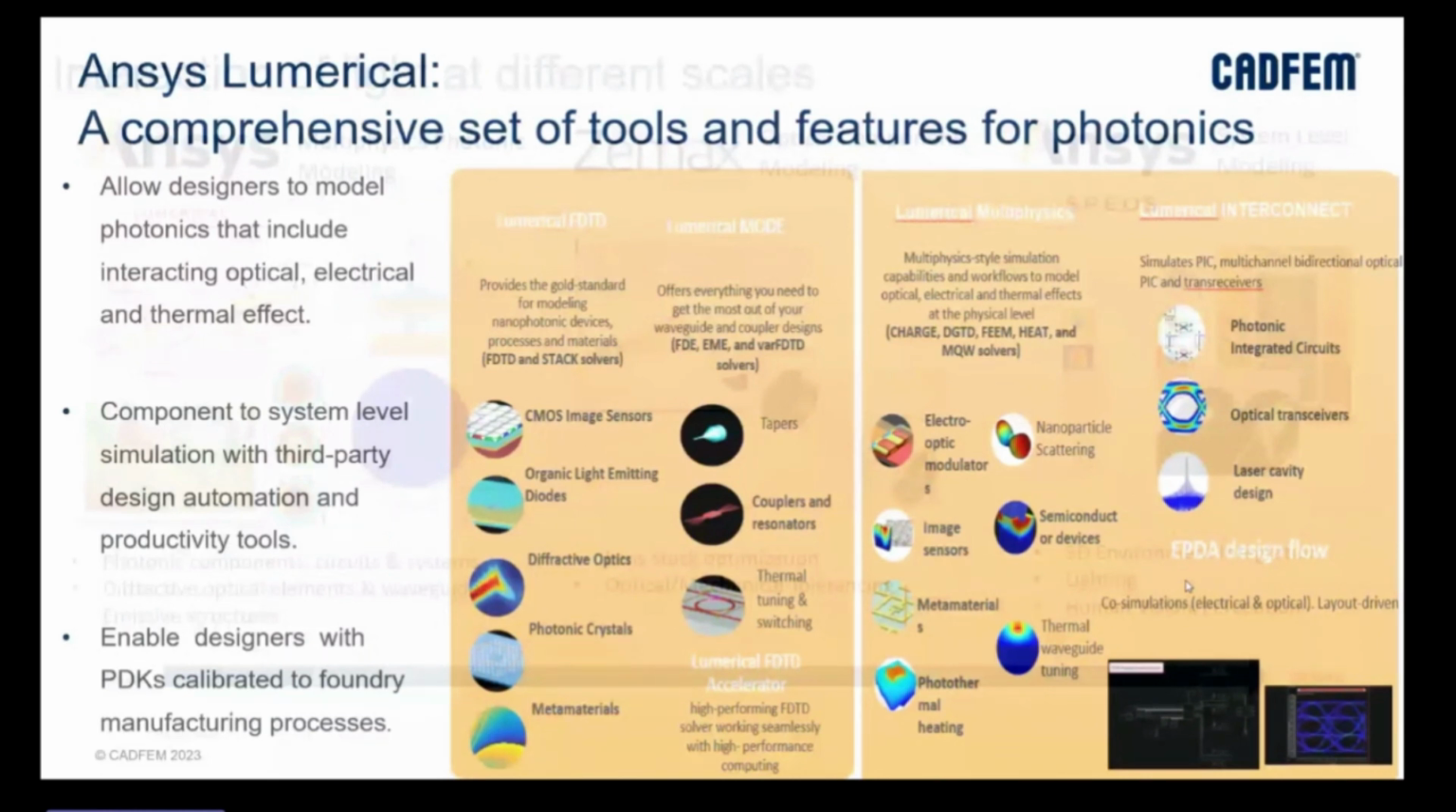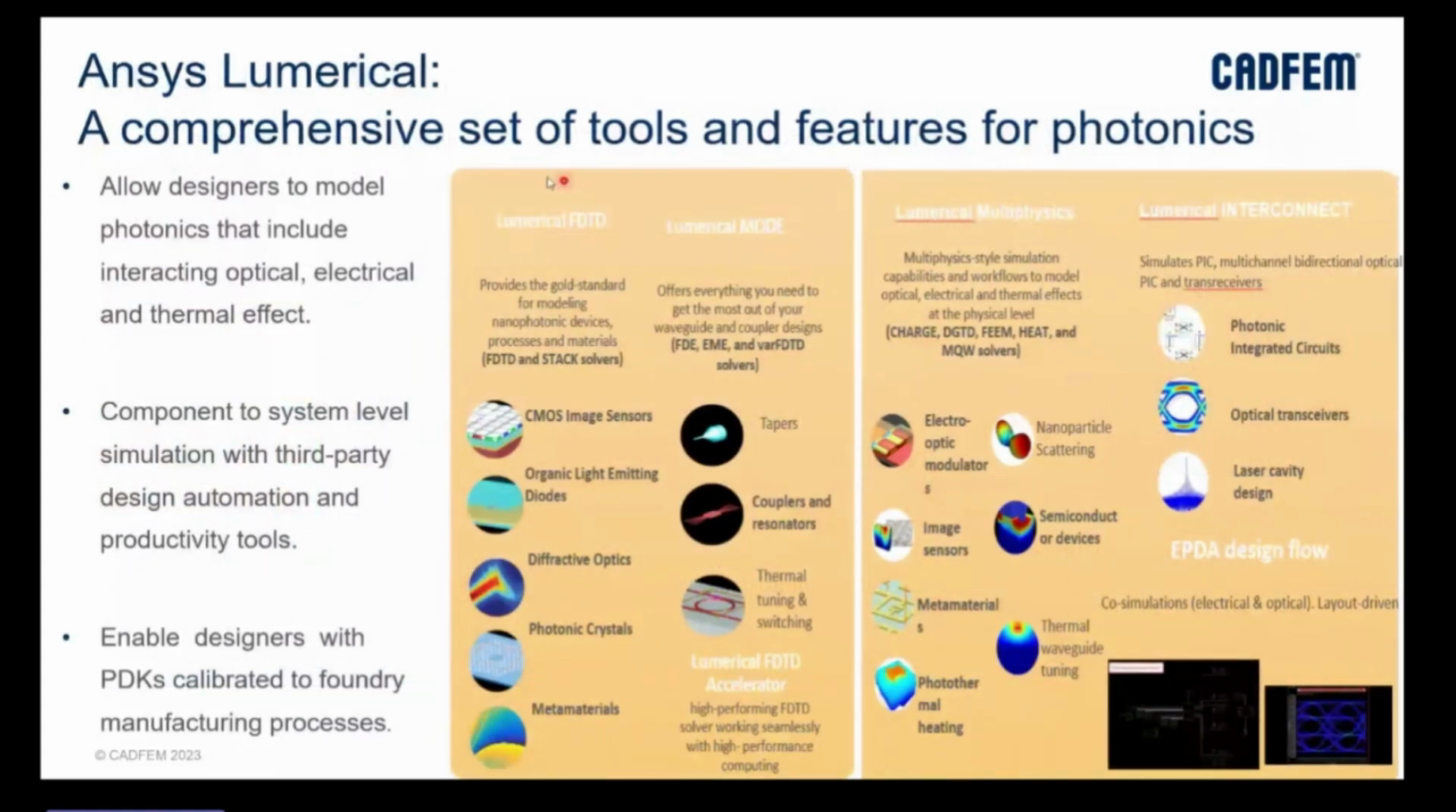As you can see in this particular slide, Lumerical consists of different solvers. Each and every solver has a definite workflow, and each is used for definite applications. What are these applications? Lumerical starts with a very powerful tool known as FDTD, the finite difference time domain method. It provides a gold standard tool for modeling nanophotonic devices, processes, and materials.